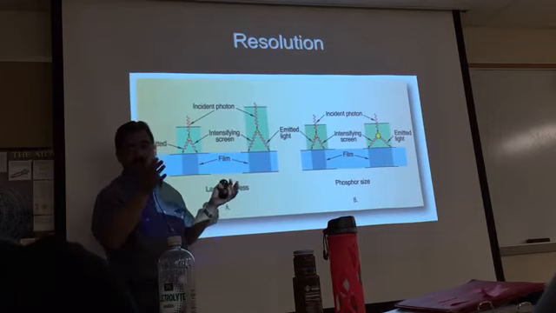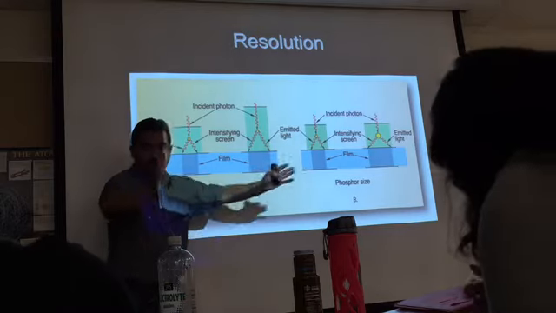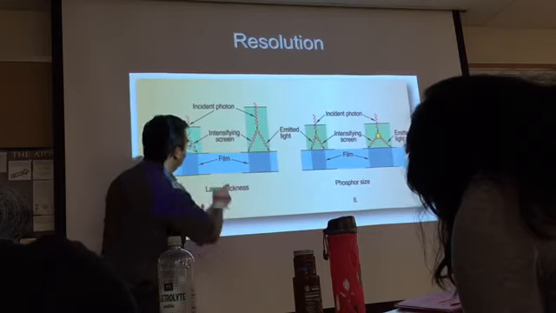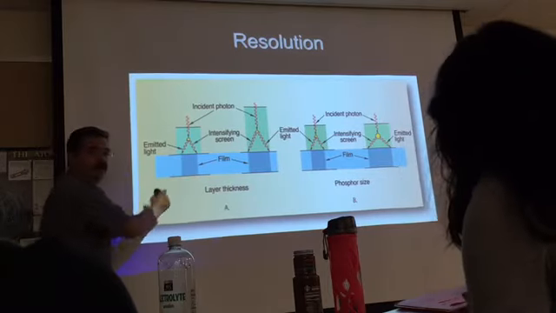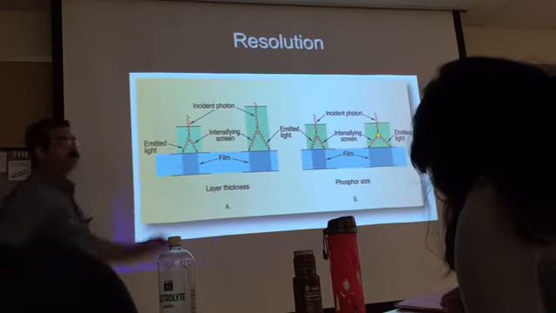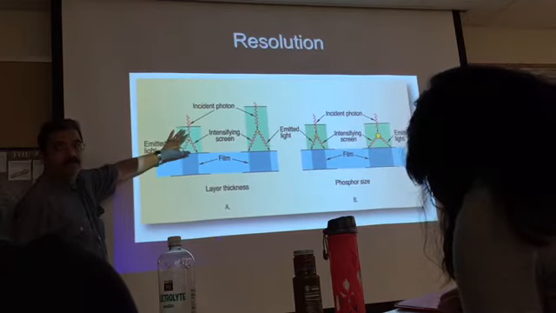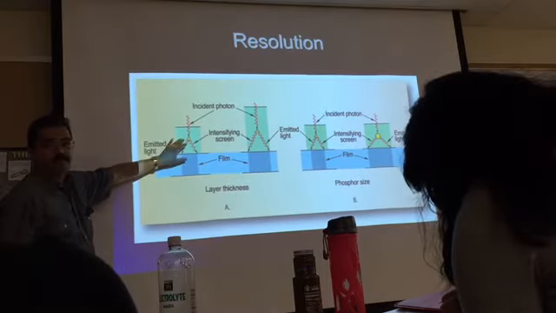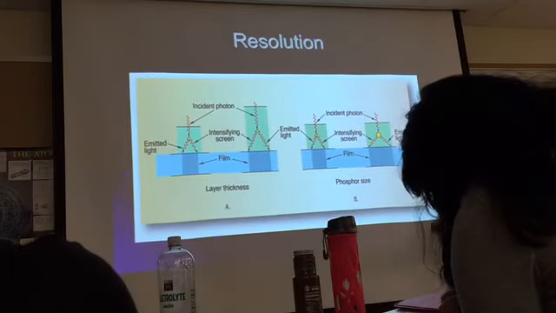Remember, light, just like X-rays, is not going in a straight line. It's diverging, right? And so the same thing happens here. So when you look at film, the light has spread more here than here. So light is more concentrated here. That gives you better resolution. So this explains the layer thickness. So better resolution with thin phosphors, with thin screens. Now let's look at phosphor size.